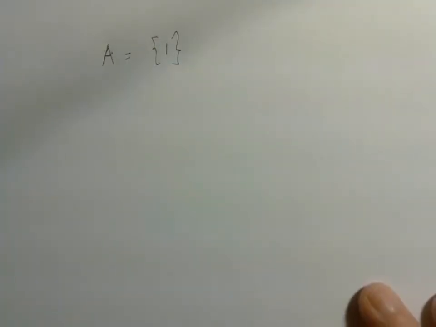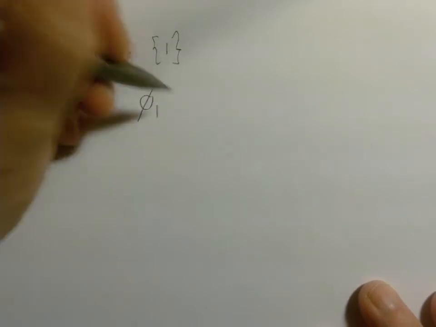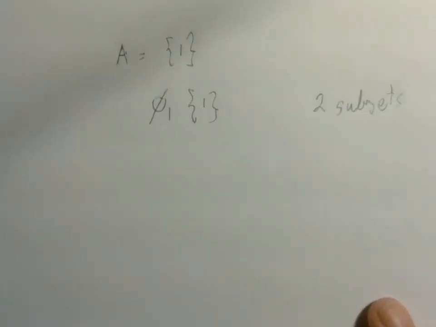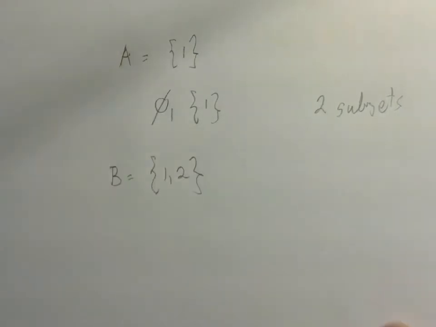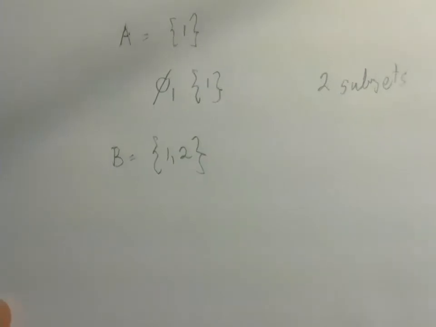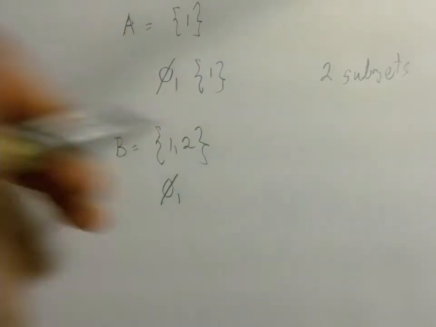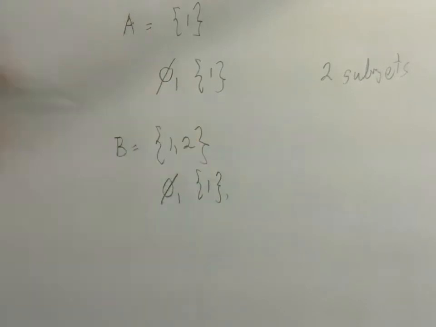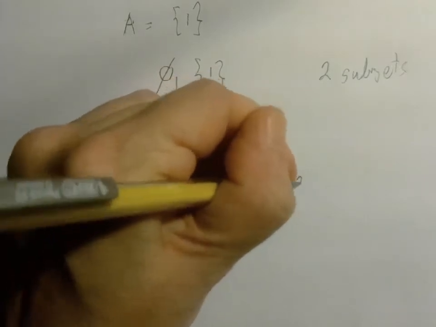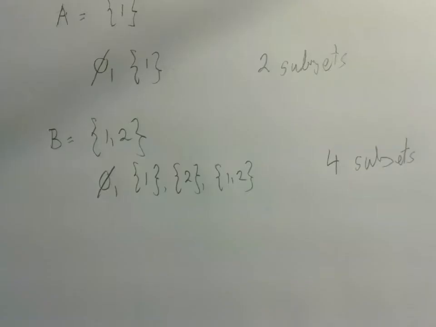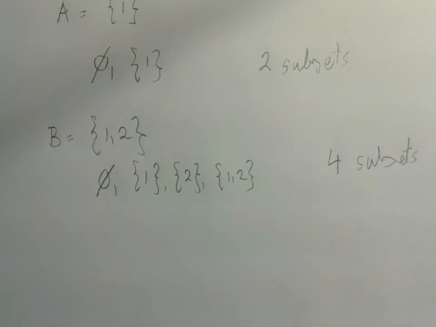So let's start with a very simple set, say a 1-element set. This set will have 2 subsets, the empty set and the set itself. Alright, let's move on to a bigger set, say set B, that contains the elements 1 and 2. So for subsets, there is going to be the empty set, the set containing 1, the set containing 2, and the set itself, {1, 2}. So that's 4 subsets.